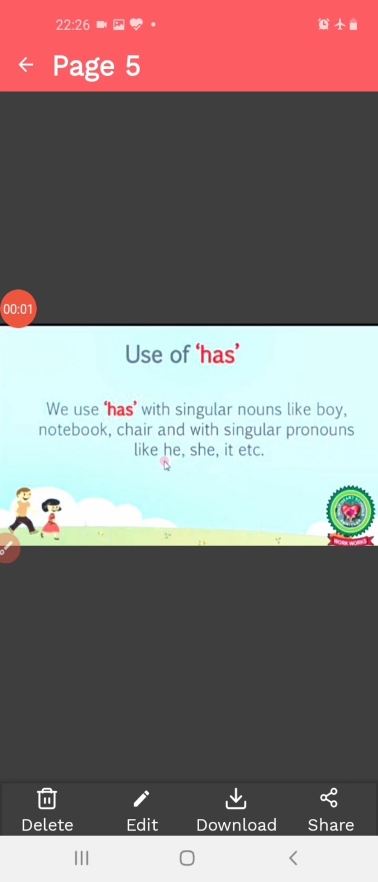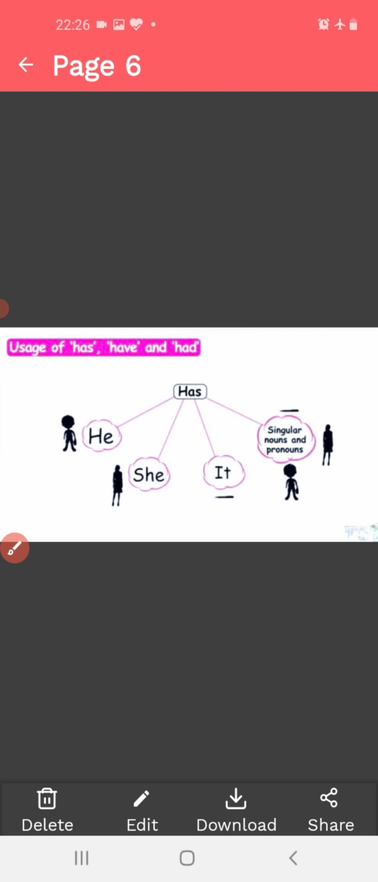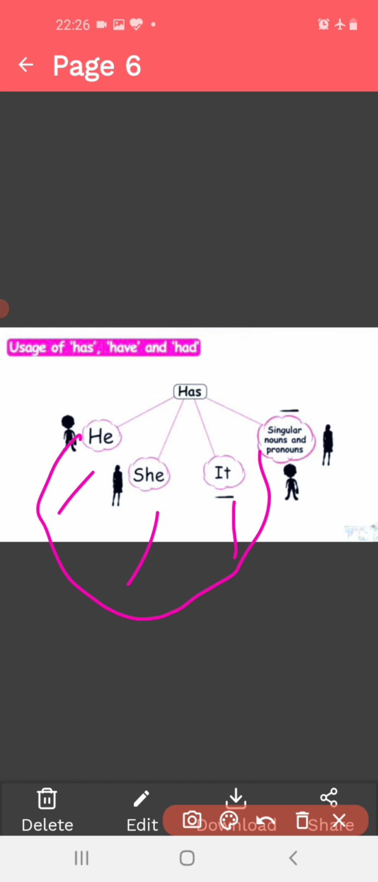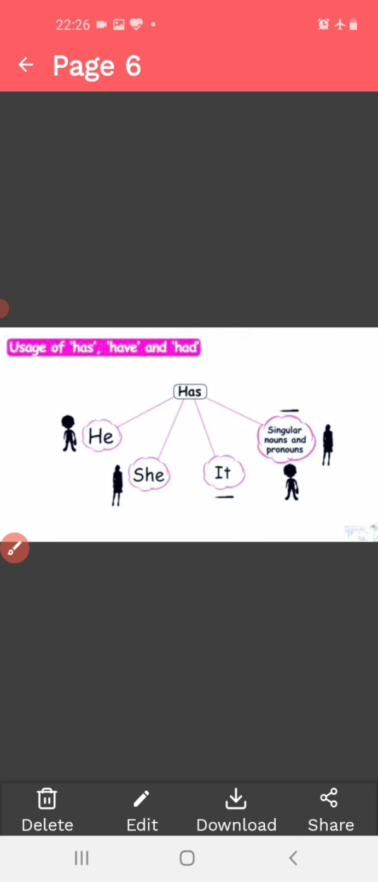Let's understand the usage of has. We use has with singular nouns like boy, notebook, chair, and with singular pronouns like he, she, it. These are singular subject pronouns, and has is used with singular nouns also. Singular nouns are when we talk about one person, one animal, one thing.